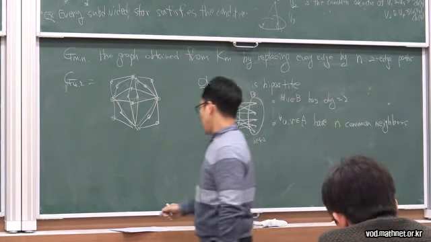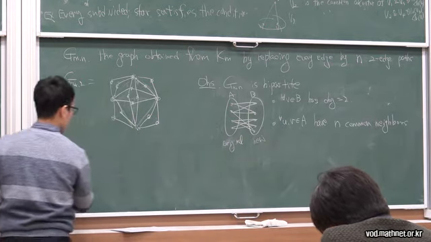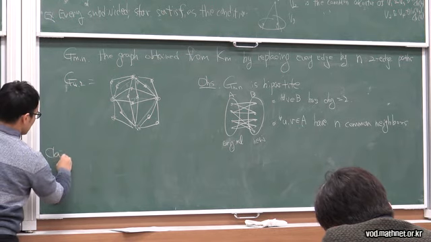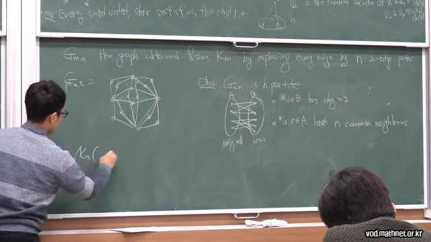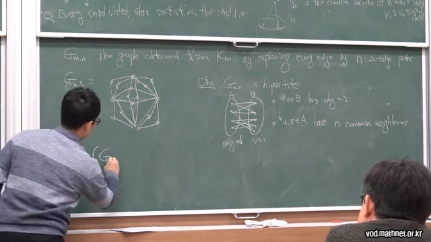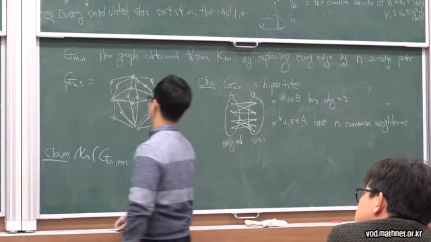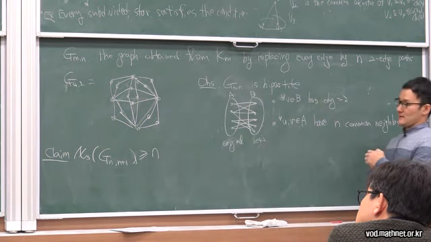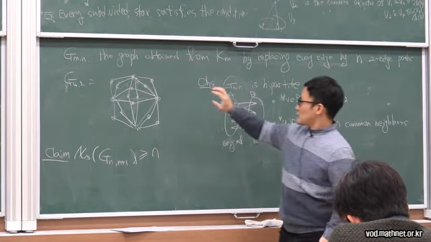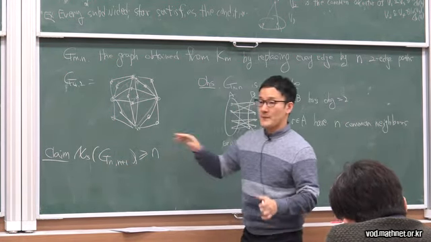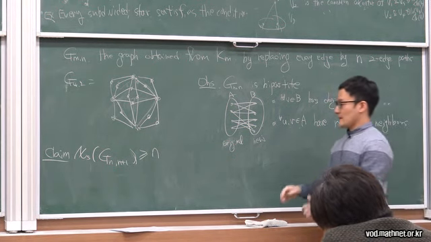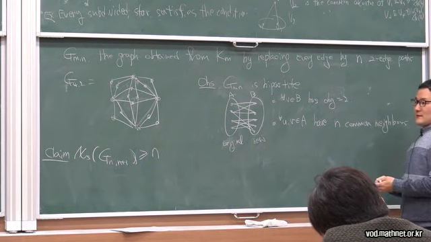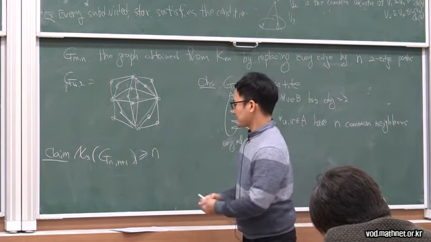And I'm going to show that the star chromatic number of G(n+1, n) is greater than or equal to n. Because G(n+1, n) is bipartite, its chromatic number is 2, but its star chromatic number can be arbitrarily large. Okay, and I'm going to show this.